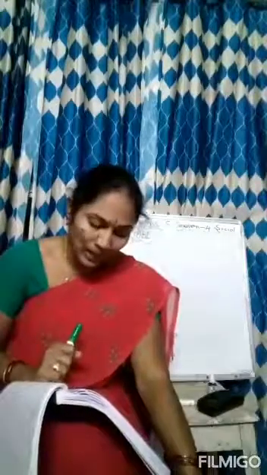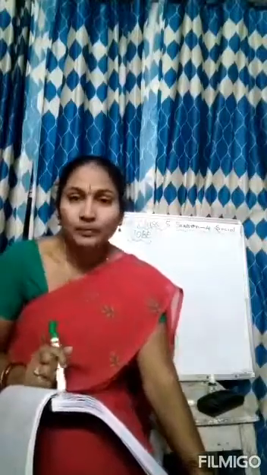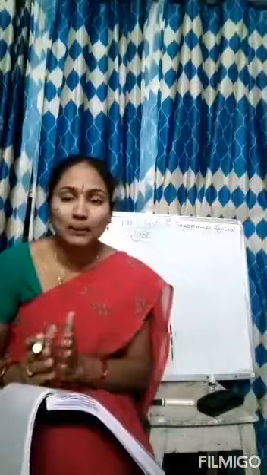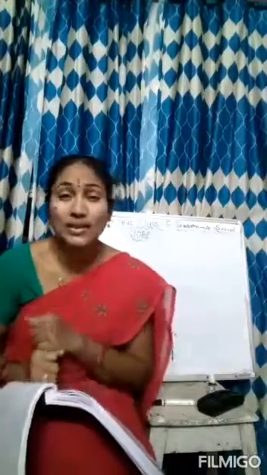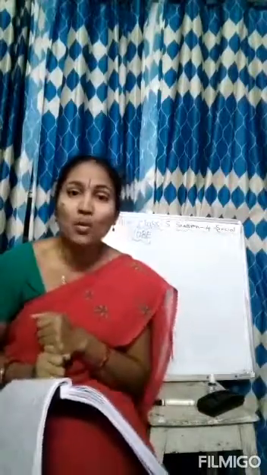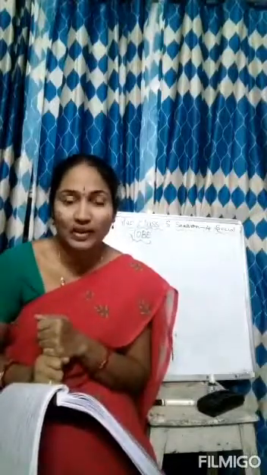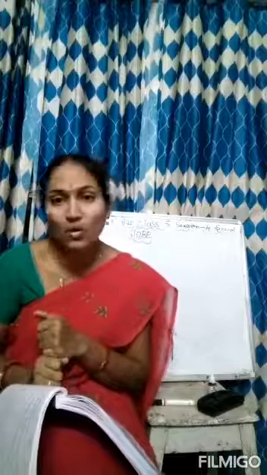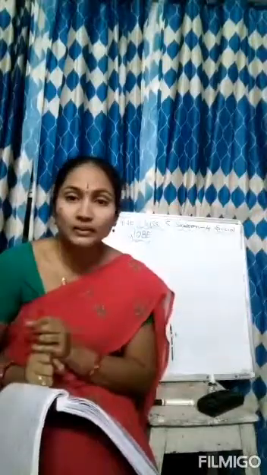Third one. The large water bodies on the earth are called dash. Large water bodies on the earth? Oceans. And the large land masses on it are called continents. Land masses are called continents, and the water bodies are called oceans. Are you writing, children? Yes.